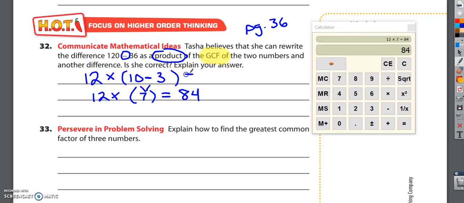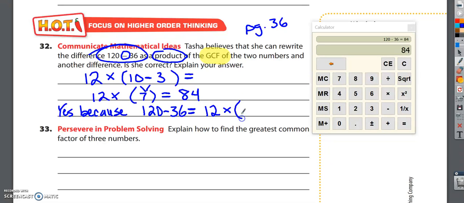Now what I'm going to do up here, I'm sorry, I'm not going to do that. I'm going to do this right here. Do 120 minus 36. 120 minus 36 is equal to, wow, 84. So that's proof that, in fact, I'll write it on my final line there. Maybe I'll say this. Yes, because, and watch the math problem that I write here. Yes, because 120 minus 36 is equal to the same thing as 12 times (10 minus 3).